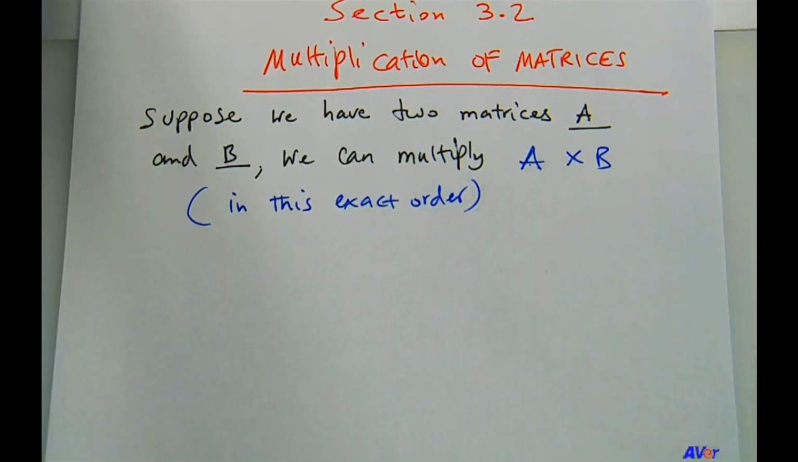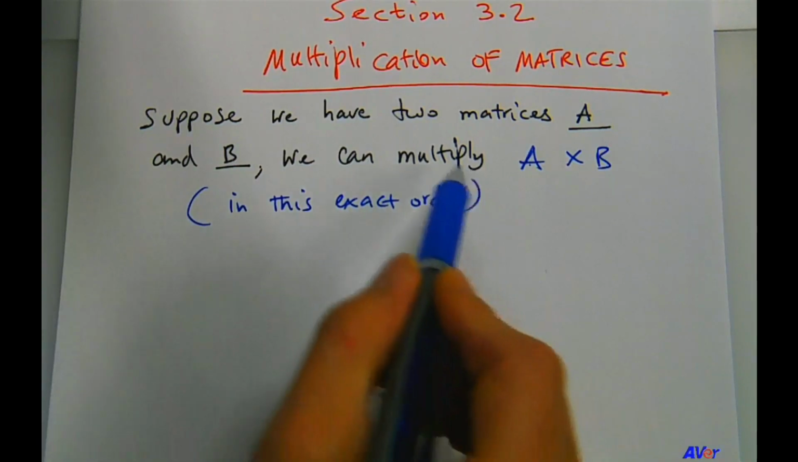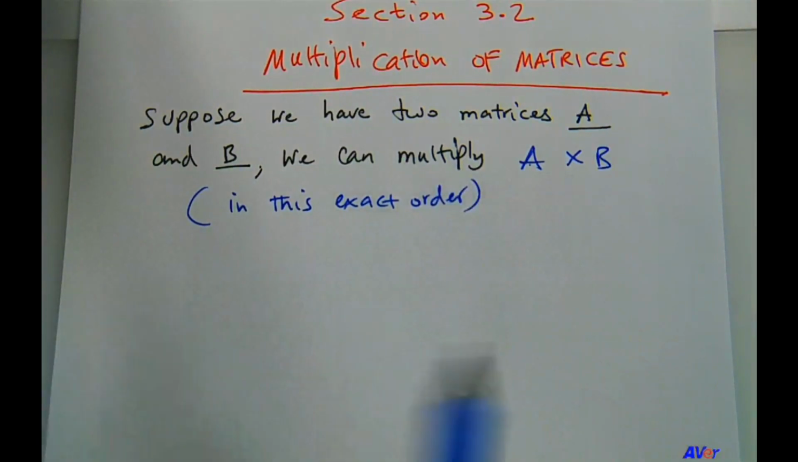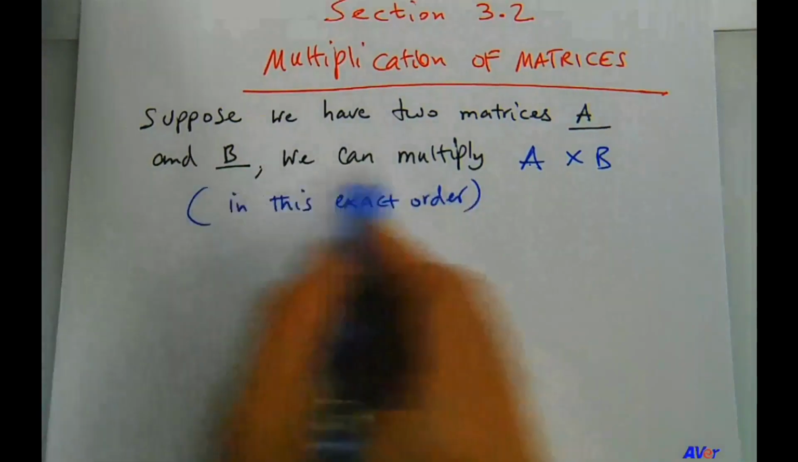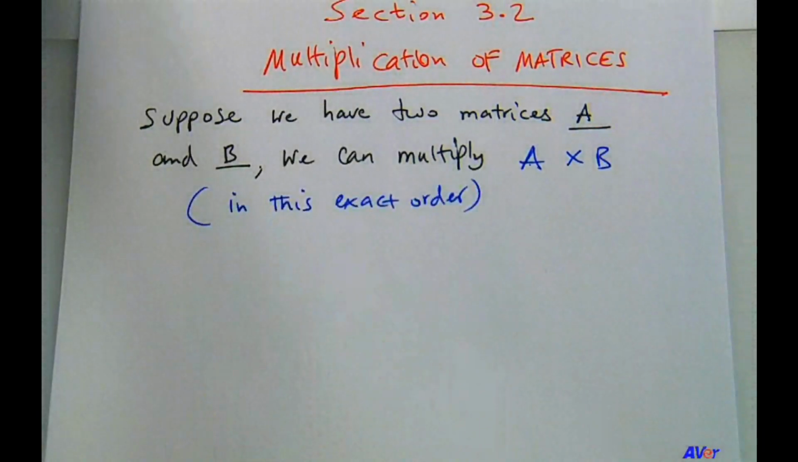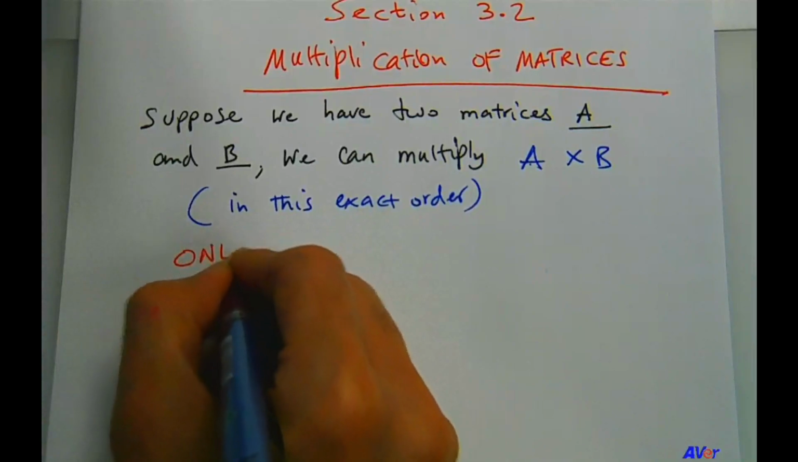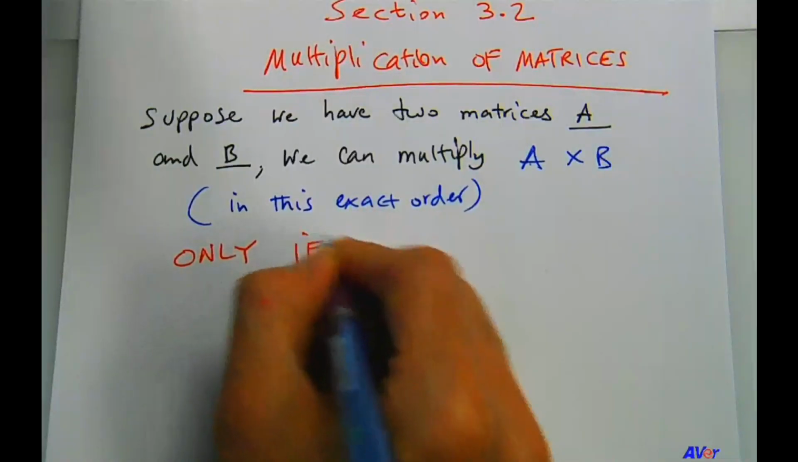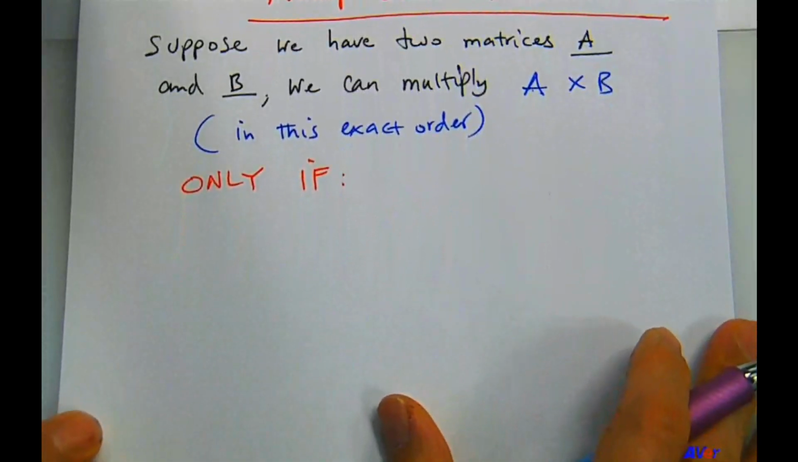In other words, this is not like multiplying numbers, where multiplying 2 times 3 is the same thing as multiplying 3 times 2. This is not like that. The order in which you multiply matrices is very important. So we're talking about A times B only if we can multiply them in this order.